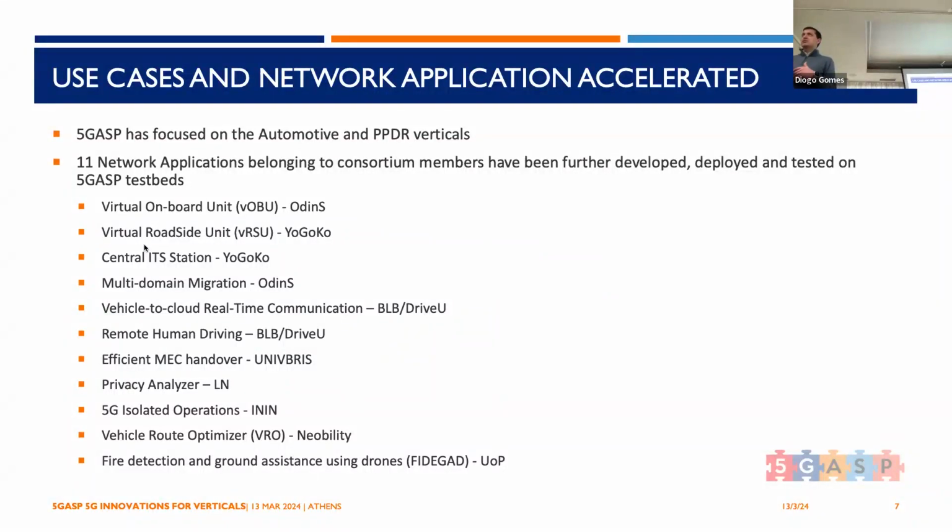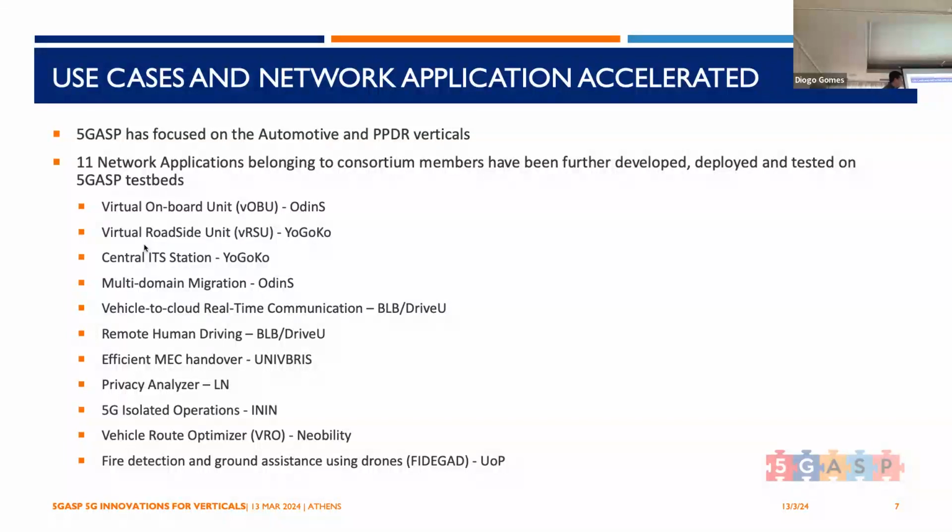But we are not just about automotive applications. So the next applications are actually applications that are cross-domain. We have an application on efficient MAC handover that can be applied to any use case. We have privacy analyzer. We have 5G isolated operations, which is a very important application for PPDR. And this is our flagship PPDR network application. We have also a vehicle route optimizer that can be used beyond the scope of automotive, but also into PPDR and other use cases. And we have a fire detection and ground assistance using drones by University of Patras.